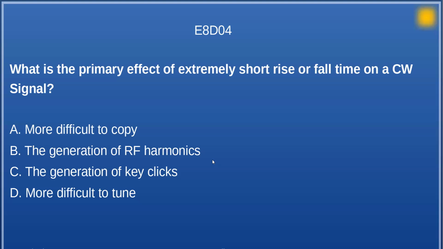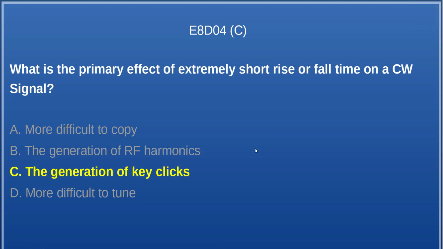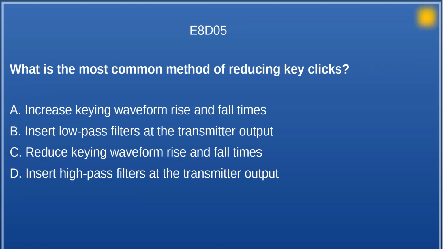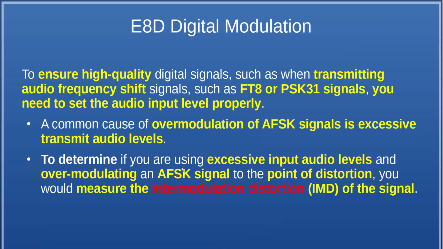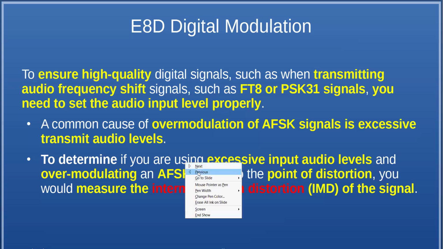So what's the primary effect of extremely short rise or fall time on a CW signal? Sure, Charlie. What's the most common method of reducing key clicks? Charlie. No, increase. Alpha.